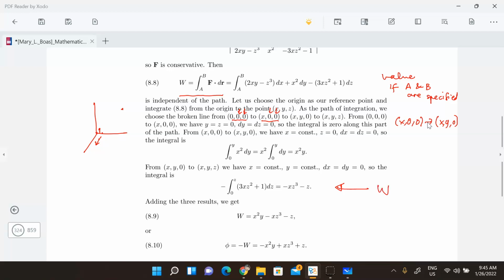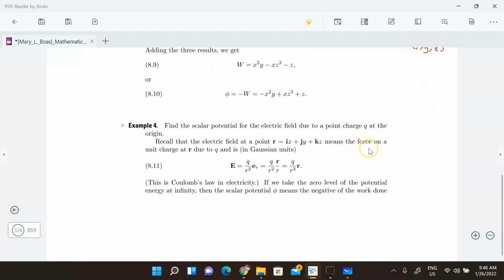Okay. So over here, essentially, what are the endpoints? The endpoints are given from 0, 0, 0 to x, y, z. Okay. So when you do this, then you get your W as a function of x, y, z. Otherwise, if x, y, z are numerical values, then you get a numerical answer for your W.